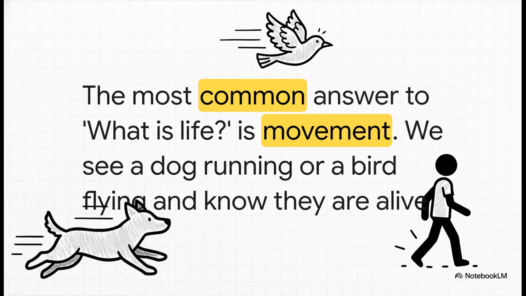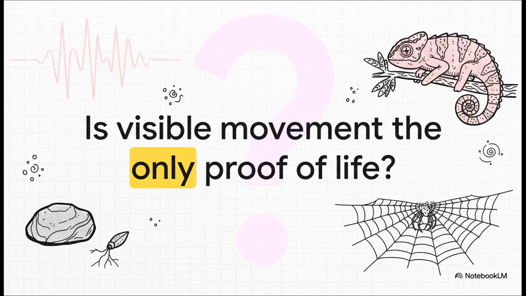We see a dog running, a bird flying, a person walking, and we immediately think, okay, it's moving, so it must be alive. But let's challenge that idea for a second. Is it really that simple? Is movement that we can see the only proof of life? What if something is completely still? Does that automatically mean it is not alive? Let's dig a little deeper, shall we?